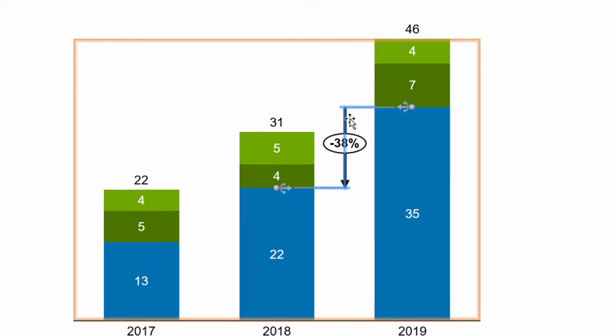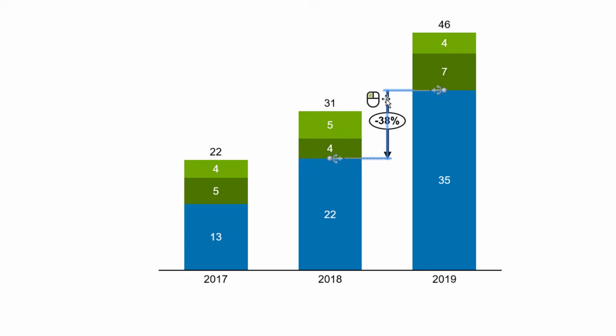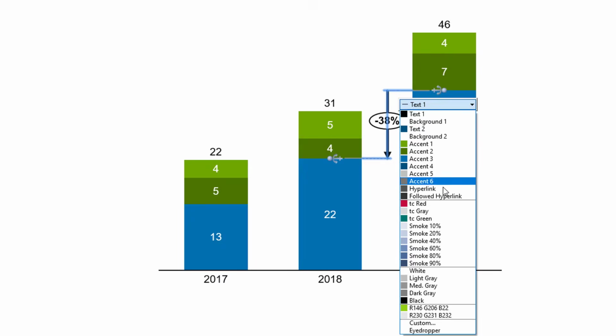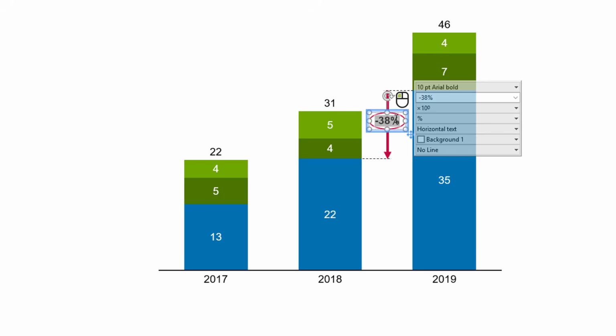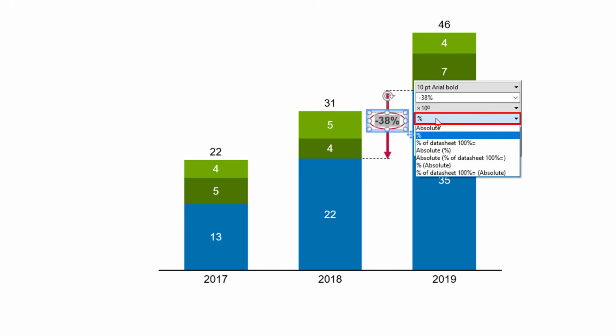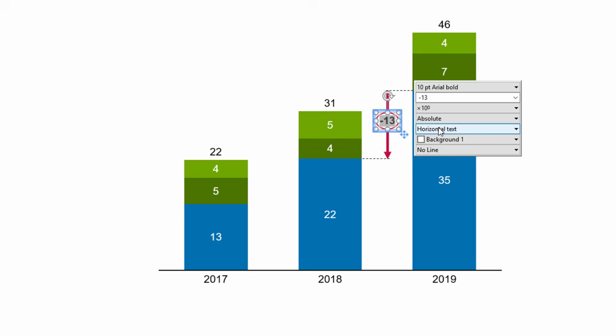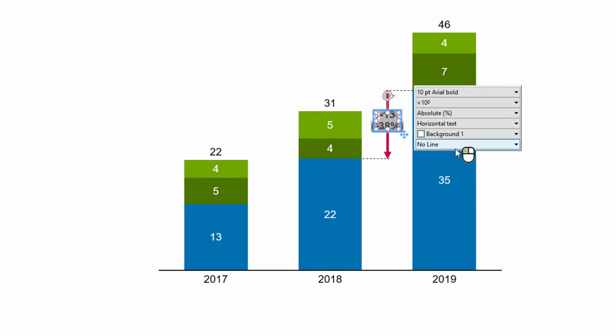To modify the color of the arrow and the bubble outline, left-click on it once and pick a color from the drop-down menu. Finally, you can also change the content and style of the bubble label. Left-click on it to open the floating toolbar. Use the Label Content control to choose between displaying absolute values, or percentages, or a combination of both in the label.